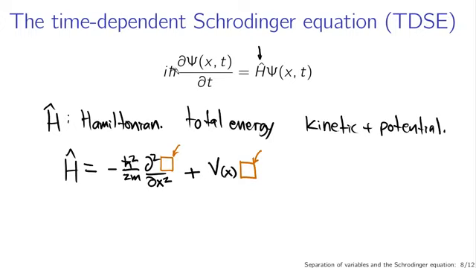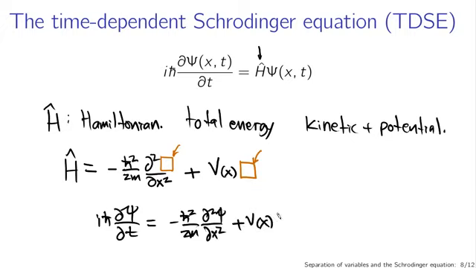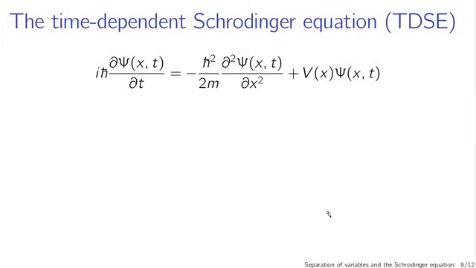And when you do that in the context of the Schrodinger equation, you end up with the form that we've seen before. i h bar dψ/dt equals minus h bar squared over 2m d squared ψ/dx squared plus V of x ψ. So that's our Schrodinger equation. How can we apply separation of variables to this?